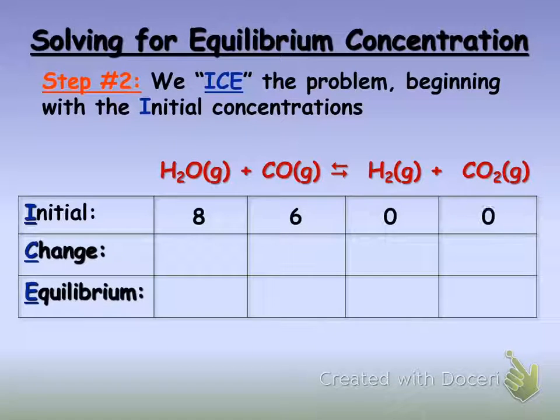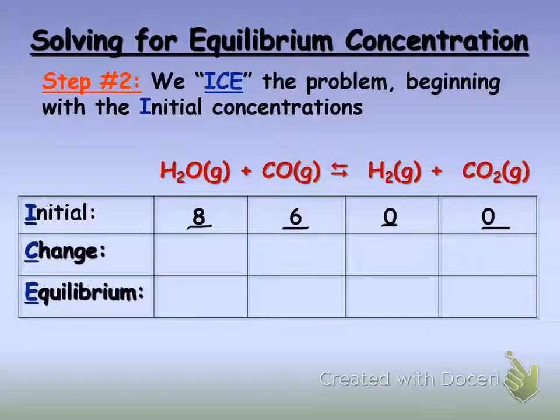You with me so far? Yes. Initial, what we started with, and of course, since we haven't done the reaction yet, we have no products. Now here's the good news. What's Q? Quick, quick, like a bunny. 0 divided by whatever 8 times 6 is. 0. But whatever, Q is 0, right?